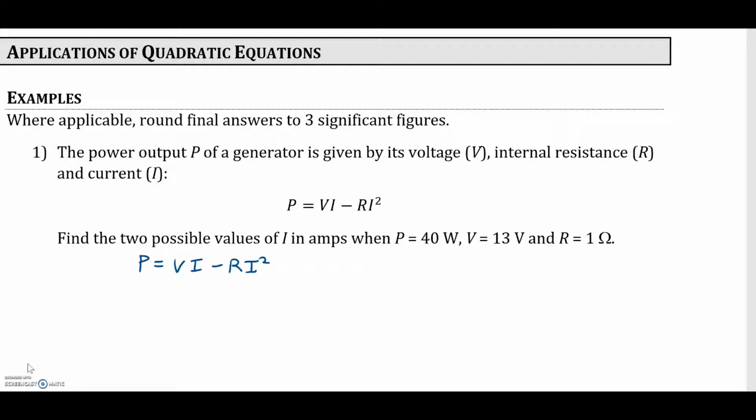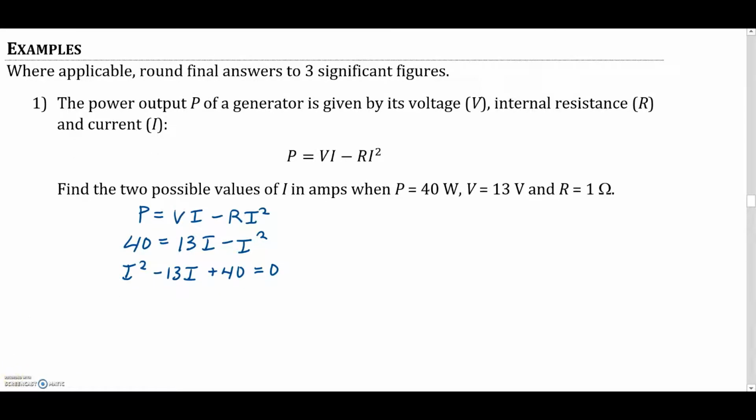First, we substitute the given values into the given equation. We get 40 is equal to 13I minus I squared. Now rearranging this equation by moving all the terms to one side, we get a quadratic equation that is equal to 0. In this case, this problem can be solved by factoring, but if you don't see the factorization immediately, it's fine to solve the problem by using the quadratic formula. You'll arrive at the same solution either way.